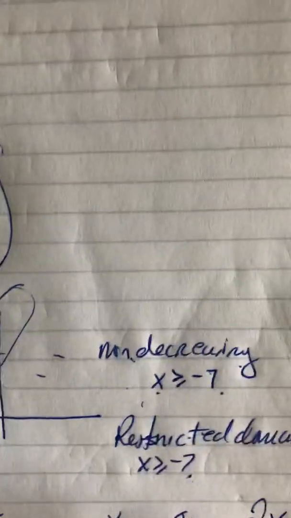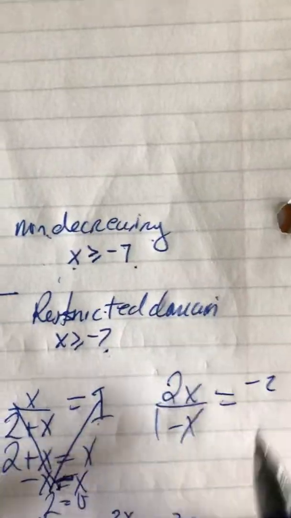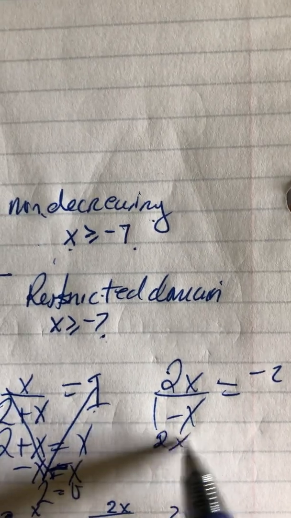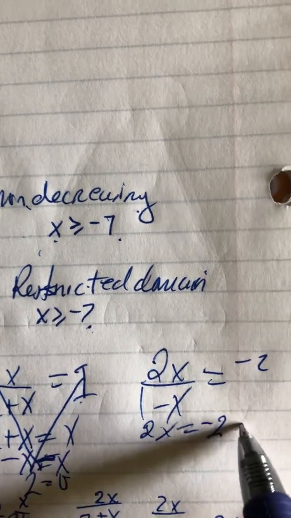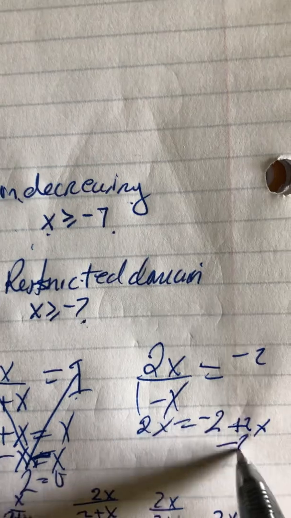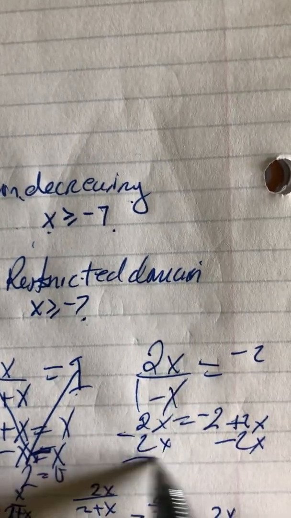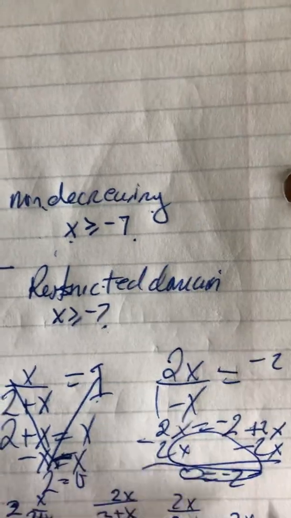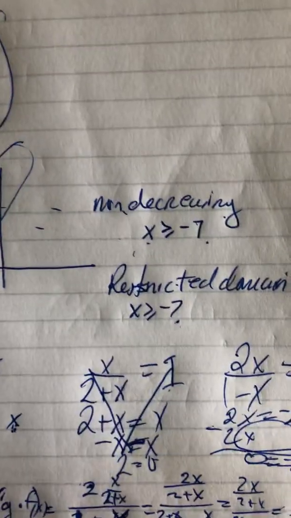Okay, so then I have to do the 2x over 1 minus x, and we're going to see if that is equal to -2 at any point. So cross multiply again, so I have 2x is equal to -2 plus 2x. I subtract 2x, I subtract 2x, and I have 0 equals -2. That's, again, mathematical gobbledygook, so it can't happen.